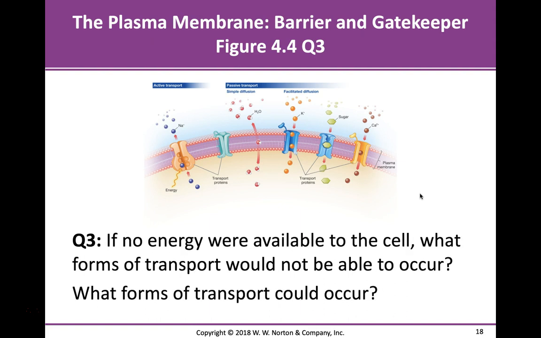Our membrane is non-polar. Okay, it hates stuff like these that have a charge, so it won't allow them to pass through. If no energy were available to the cell, what form of transport would not be able to occur? What forms of transport could occur? So guys, as we learned, passive transport does not need energy, so that will keep working even if there was no energy. Which one will not occur? Active transport will not occur. So anything going against the concentration gradient is not going to happen if you don't have energy.